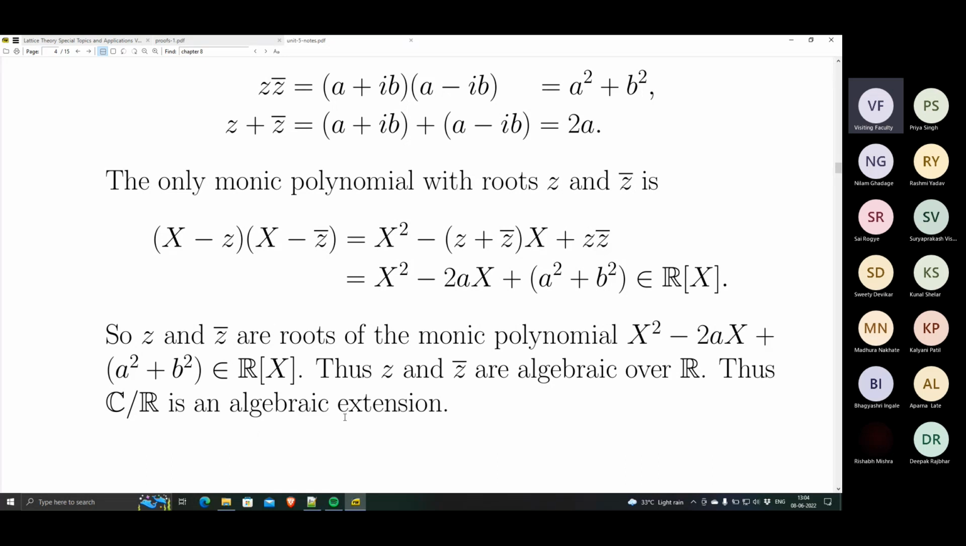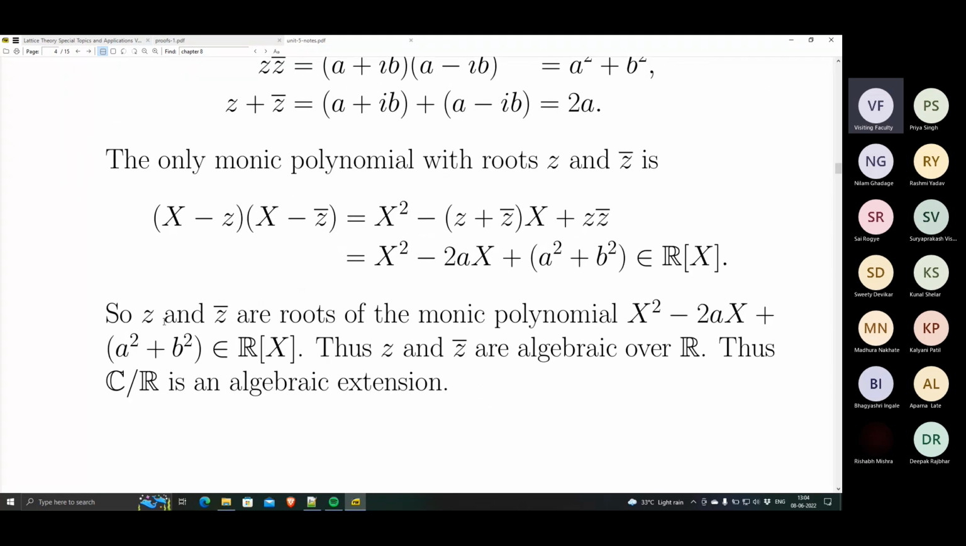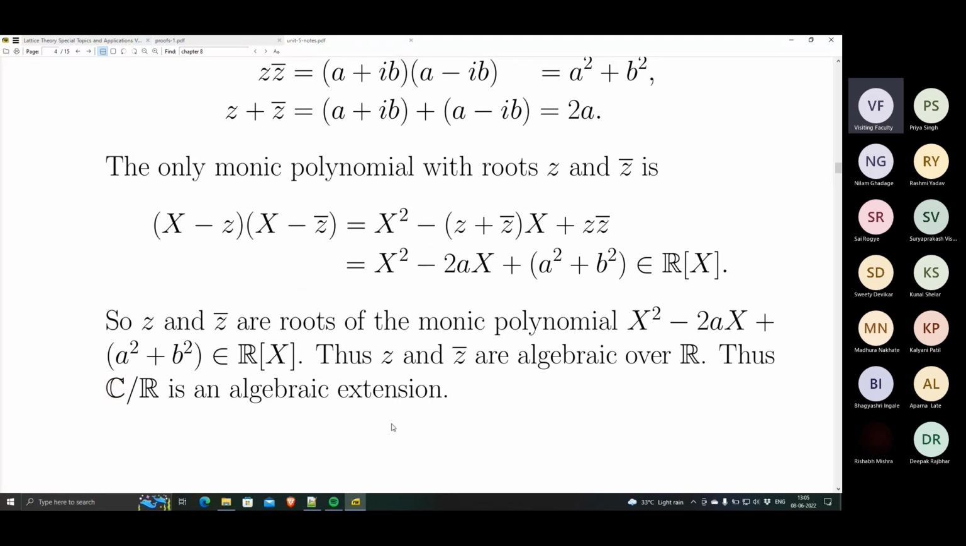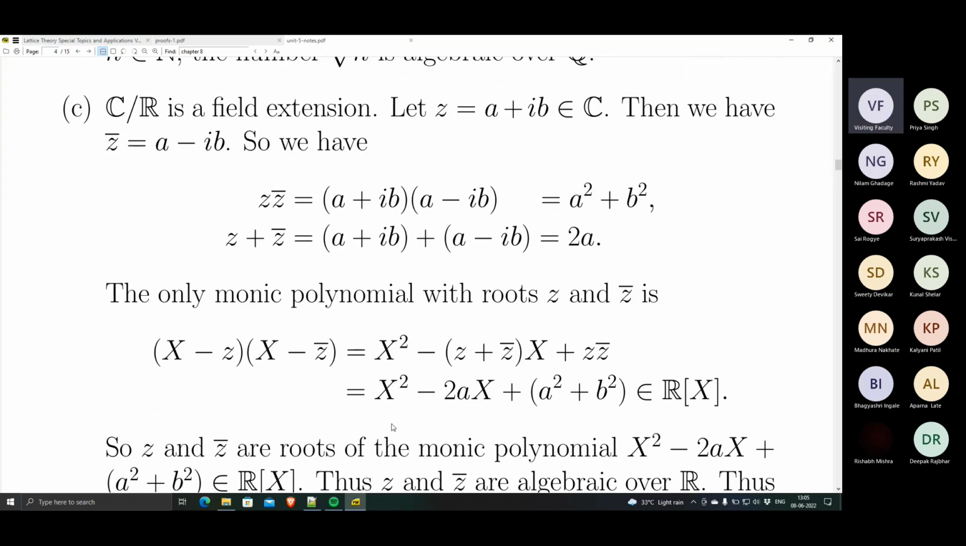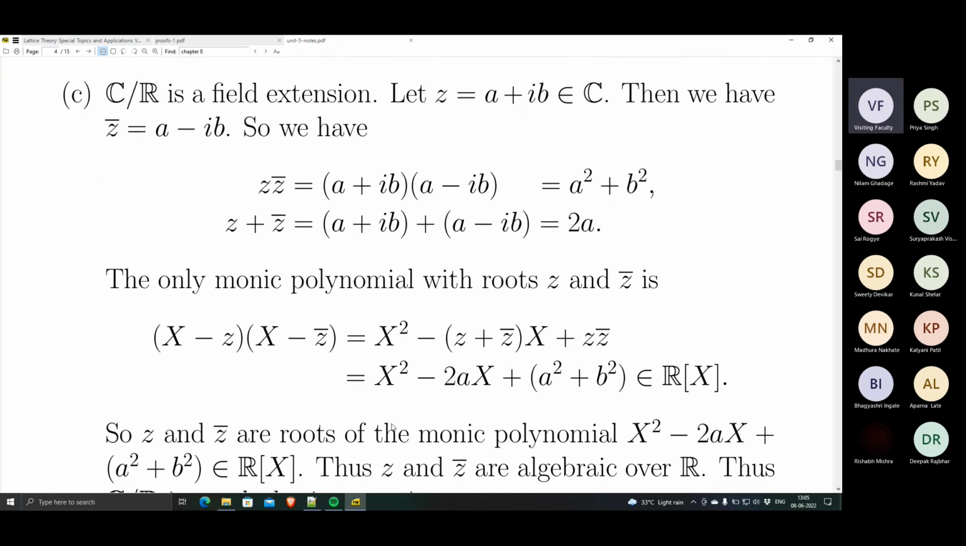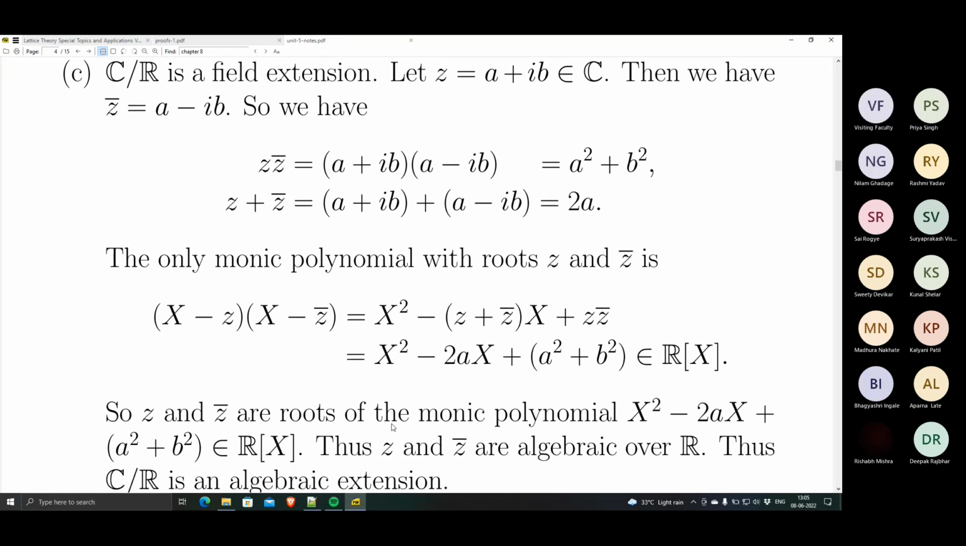Therefore, both Z and Z bar are algebraic over R. But Z was any arbitrary element, any arbitrary complex number. Therefore, the whole field C is algebraic over R, or C over R is an algebraic extension. Is this clear, everybody? Simple manipulation using complex numbers shows that C over R is algebraic. So just take a look at it for 1 minute or so and tell me if something is not clear. Very, very basic manipulation using complex numbers. That's all we have used here.